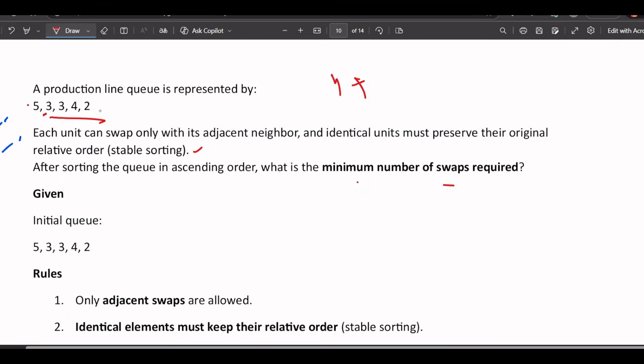How many numbers on the right are less than 3? Only 1. So plus 1. Again 3: how many numbers less than 3 on the right side? Only 1. So plus 1. 4: how many numbers less than 4 on the right side? Only 1. And 2 is the last element. So the answer will be 4 plus 1 plus 1 plus 1, which is 7. That's how you will solve it in the exam in basically 1 minute.